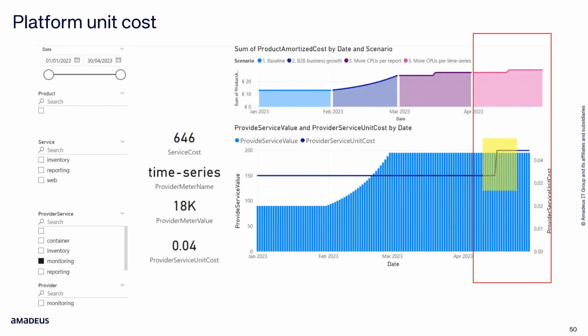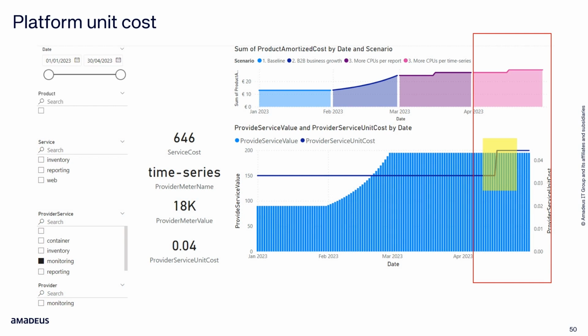Looking at the monitoring unit cost report, we can see that the cost increase is caused by the unit cost increase of a time series, while the number of time series is constant over time. The time series unit cost increase should be investigated further by the monitoring team. This last scenario shows that a cloud cost increase may be caused by a platform unit cost increase, and it can be spotted by monitoring the platform unit costs.